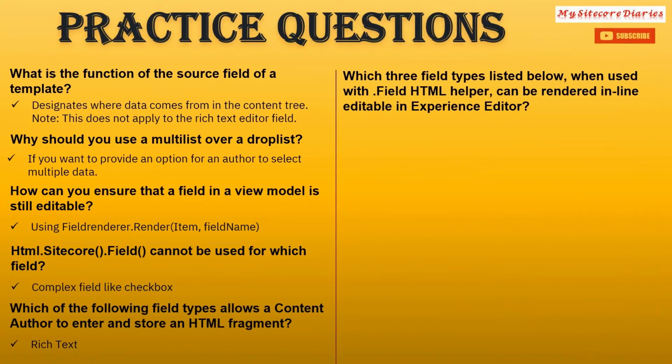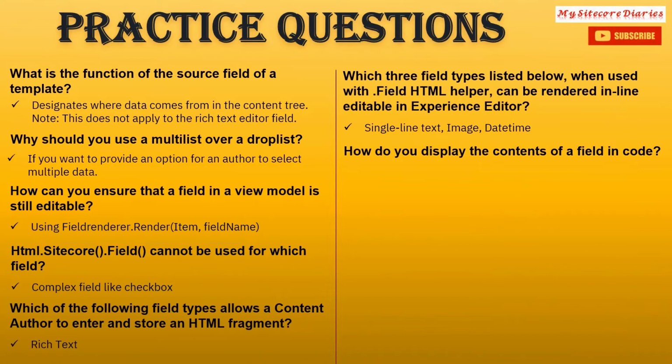Which three field types listed below, when used with field HTML helper, can be rendered inline editable in Experience Editor? So inline, which fields can be rendered? Okay, single line text, image and date time. So basically when you have single line text, you can directly add it. Image, it will give you the image editor to update it. Date time, it will give you the calendar.